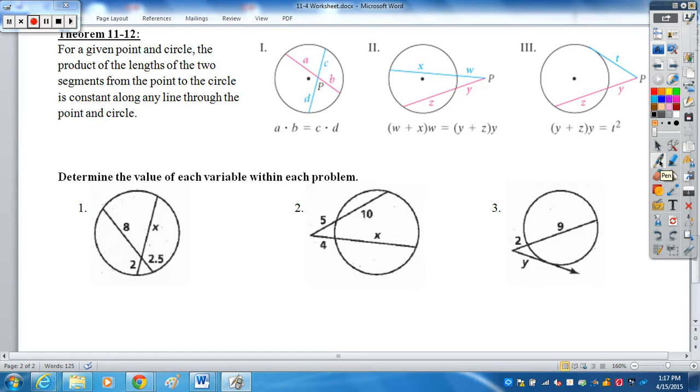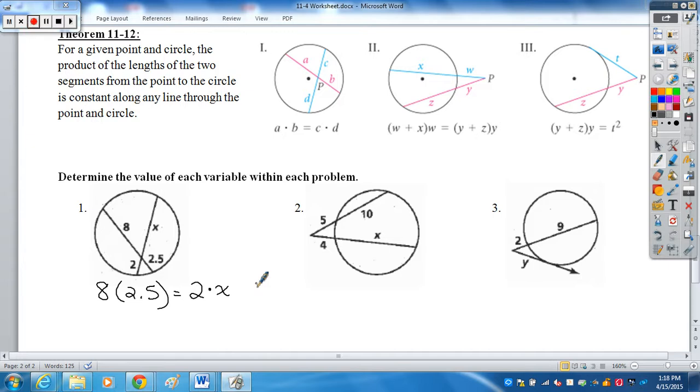Let's talk through how to solve numbers 1, 2, and 3. Hopefully, if you look here, number 1 looks an awful lot like number 1 up there for Theorem 11.12. So I'm going to go ahead and take 8 times 2.5 is equal to 2 times x. Okay? Just the cross product, or just multiplying those there just like they are up there. Okay? I'm going to continue working on numbers 2 and 3 to make sure we set those up correctly. And then I'd like you to pause your computer and work through the algebra just to make sure that you know how to do that correctly.